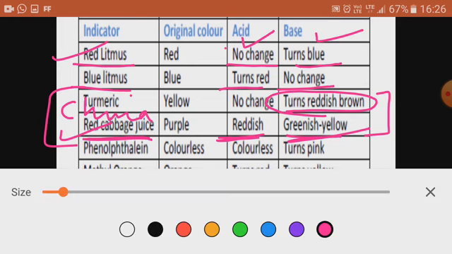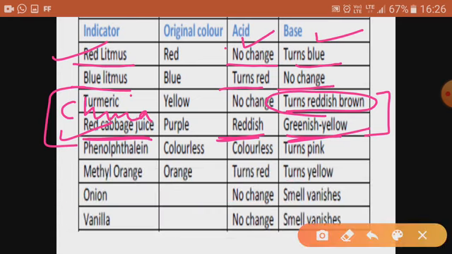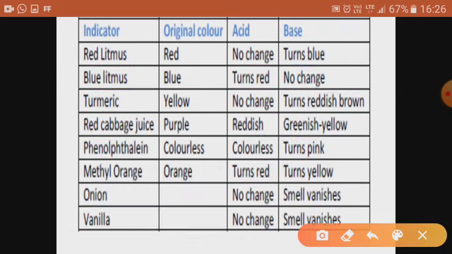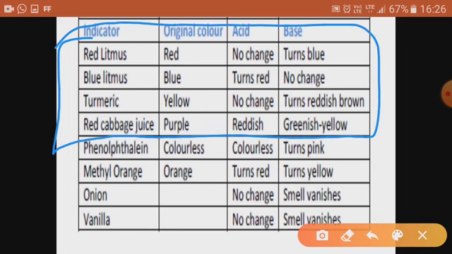So this is your homework: till here you have to learn all the basic changes happening in the indicators. These are the natural indicators. The remaining ones, which are the artificial indicators, we will discuss in the next class. So what you have to learn is the change in color of red litmus, blue litmus, turmeric, red cabbage juice, and the next one, China rose extract. For cabbage juice and China rose, the result will be the same.